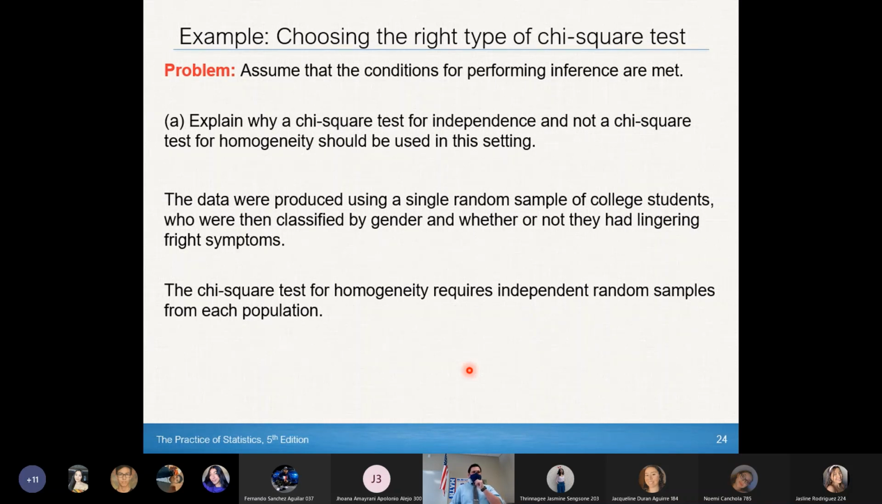Chi-square test for homogeneity requires independent random samples from each population. So had they collected independent samples from the population of male students and the population of female students separately, and had them answer the question, then we could use a chi-square test for homogeneity, because we would have independent random samples from 2 separate groups or populations. But because we took a single random sample from a larger population and then classified them by gender, this becomes a test for independence.